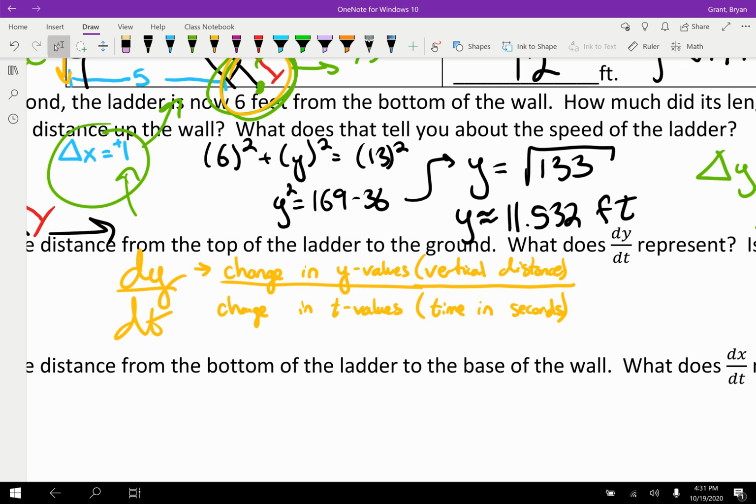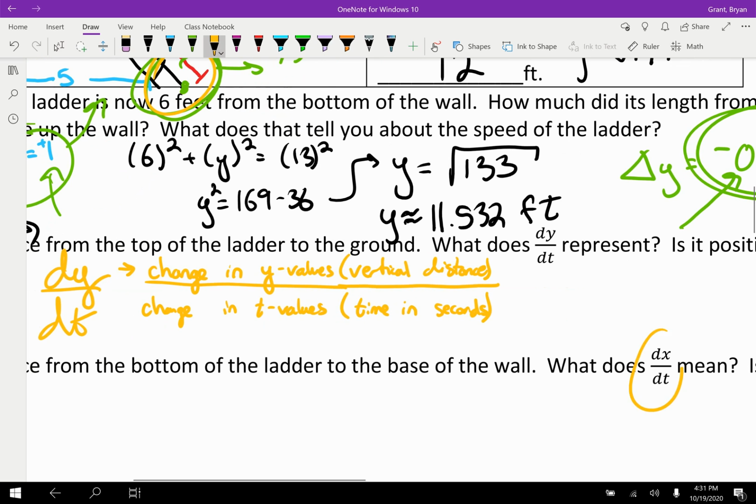So maybe we have this problem where we know that the height and the base are changing, but we're curious as to how each of them is changing as time goes on. Well, this allows us to look at them separately. It says, how does y change as time changes? And how does, down here, x change as time changes? And that's a really nice way to compare 2 different speeds. In fact, we see this slope as a speed very often, and we'll go more into that as well.